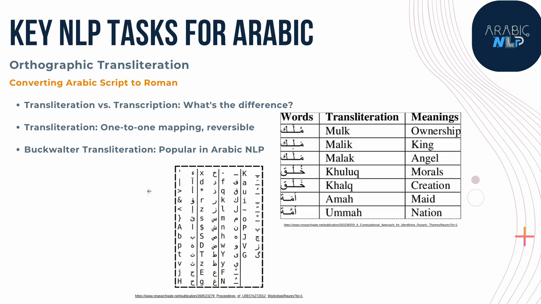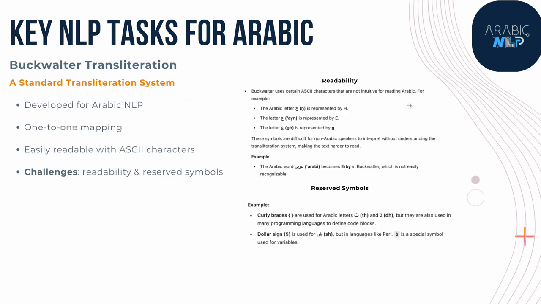So the most commonly used system in Arabic NLP is the Buckwalter transliteration. It is very popular in Arabic NLP, which uses ASCII characters for easy reproduction without needing specific fonts. Okay, let's understand it more. So the Buckwalter transliteration system is widely used, as I have said, in Arabic NLP. It provides a one-to-one mapping between Arabic and Roman characters, as we saw in this example, making it straightforward to convert. This system uses ASCII characters, and it's accessible for debugging.